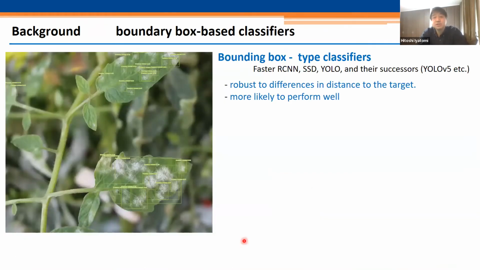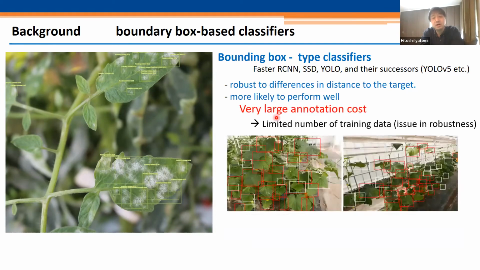On the other hand, there are CNN bounding-box-based classifiers, such as SSD, YOLO, YOLOv345 and the like. Those models are robust to differences in distance to the target. They can simultaneously detect the location and contents. It is a promising technique, but you can see we need to make annotations before the training. This is very, very stressful. Accordingly, we have a limited number of training data, leading to a robustness issue.